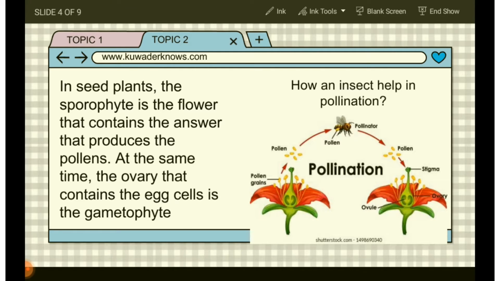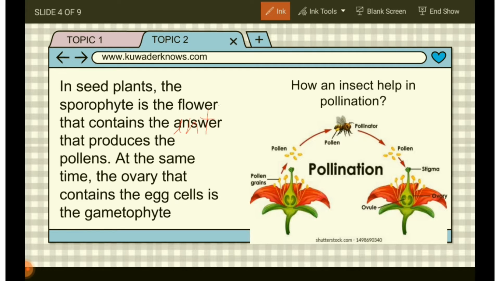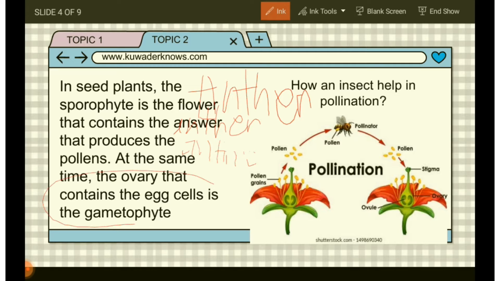The answer is anther. The flower contains the anther that produces the pollens. At the same time, the ovary that contains egg cells is called the gametophyte. So, the ovary that contains the egg cells is called the gametophyte.